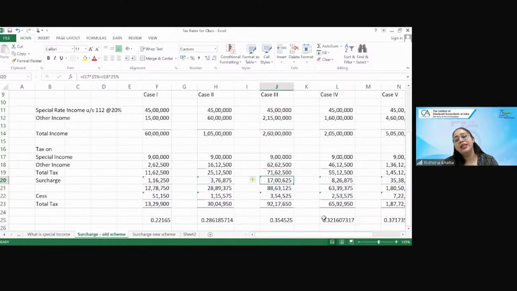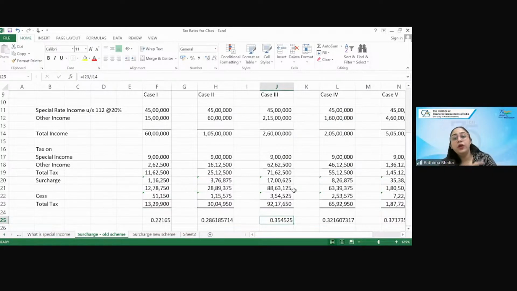So you see this surcharge of 17 lakh 625 is coming as 9 lakh pay 15 and 62 lakh 62,500 pay 25. Correct? आया समझ? Perfect. Now you come to the final tax, which is tax, the surcharge. 88, 63, 125. Cess 4%. Total tax comes to 92 lakhs on an income of 2 crore 60, which is an average of 35% you're paying as tax.